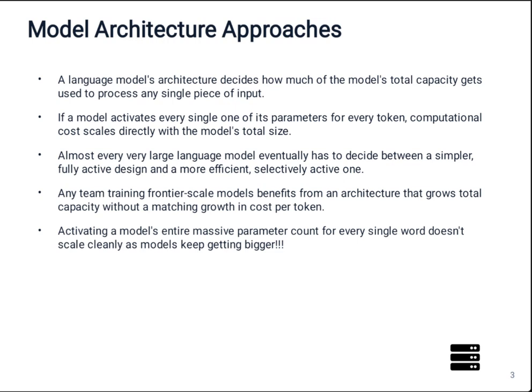Any team training frontier scale models benefits from an architecture that grows total capacity without a matching growth in cost per token. Activating a model's entire massive parameter count for every single word doesn't scale cleanly as models keep getting bigger.